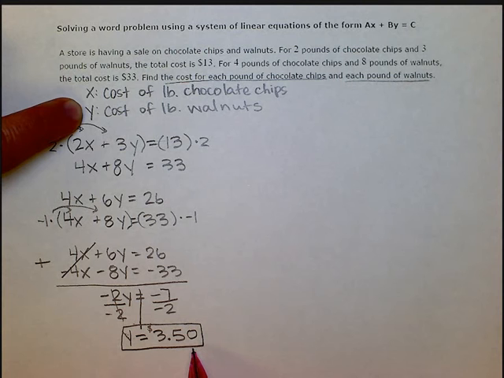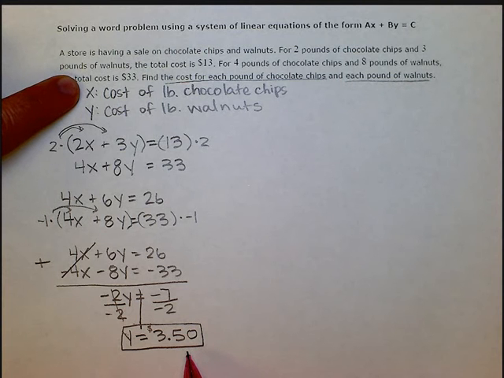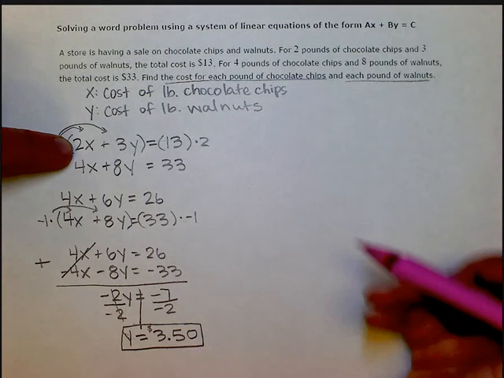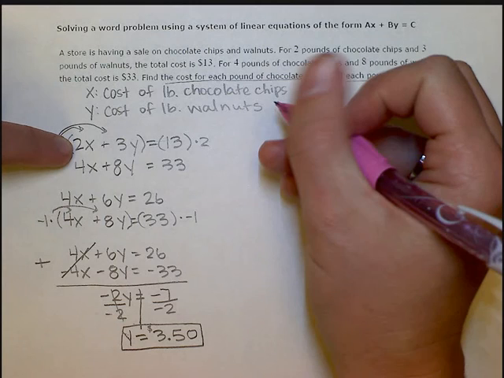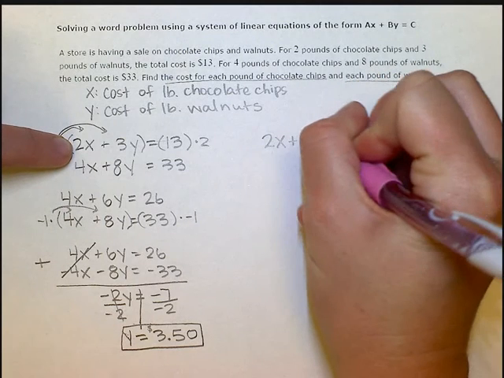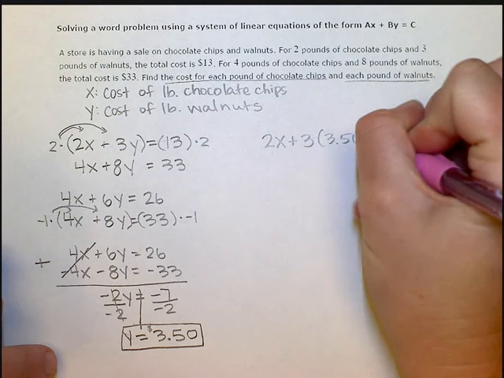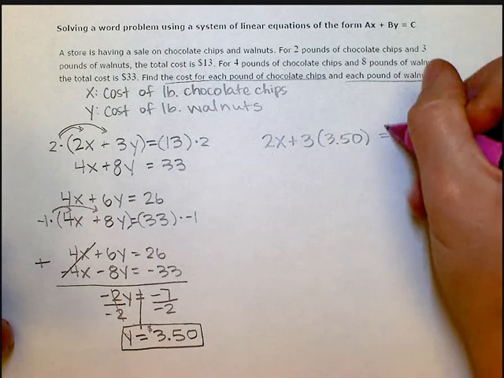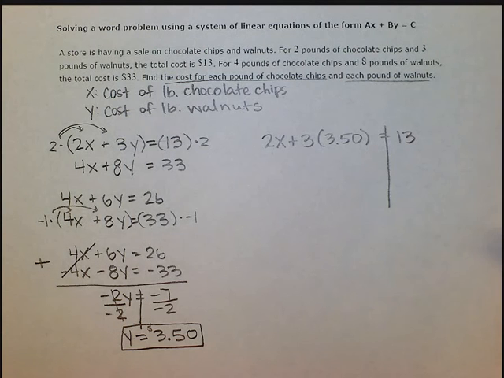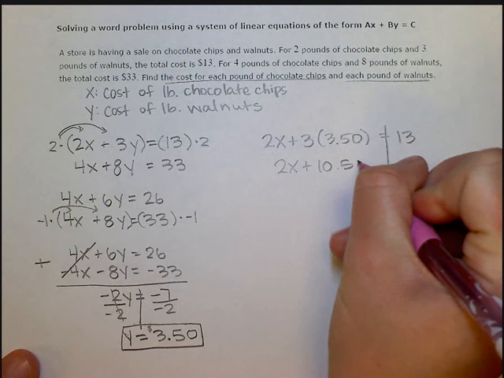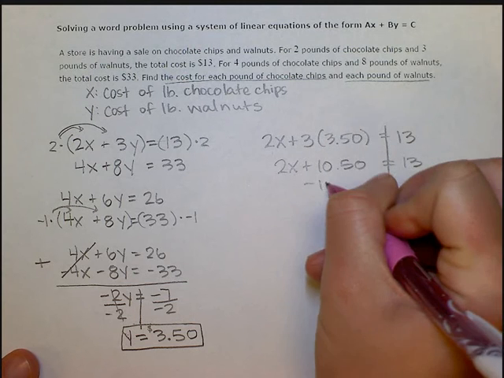Now, in order to find the cost of my chocolate chips, I'm going to take this information and go plug it back into one of my 2 original equations. I'm going to pick the first one since the numbers are a little bit smaller. Makes it a little bit easier. So I'm going to have 2x plus 3, but instead of putting y, I'm going to put 3.50 equals 13, and I'm going to solve for x. So 3 times 3.50 is 10.50, so I have 2x plus 10.50 equals 13. I'm going to subtract 10.50 on both sides.